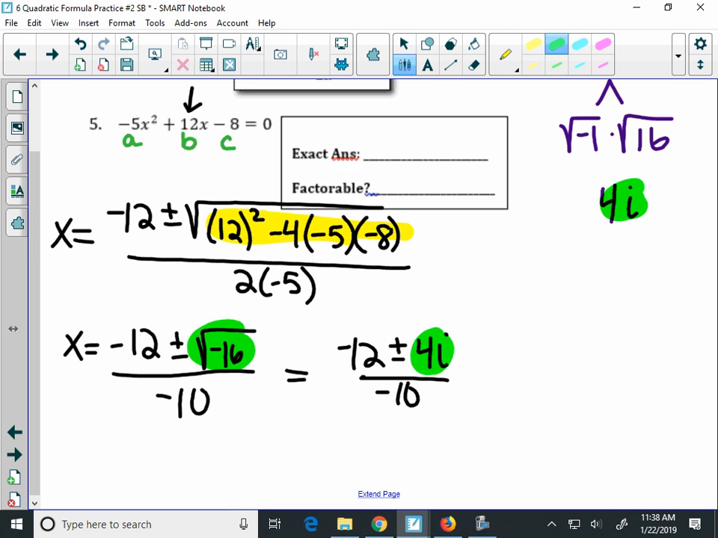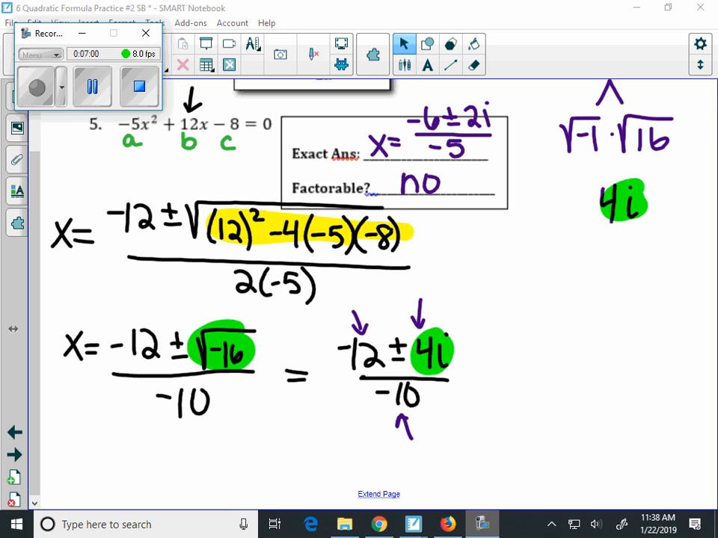Everything in green. Last thing here is I noticed negative 12, 4, and 10 are all divisible by 2. So I'm going to divide a 2 out of each number. That gives me negative 6 plus or minus 2i divided by negative 5. Those numbers are just divided by 2. There's an i, so this is not factorable. All right, again, if you need extra help on this, check the key on Canvas or ask your teacher.